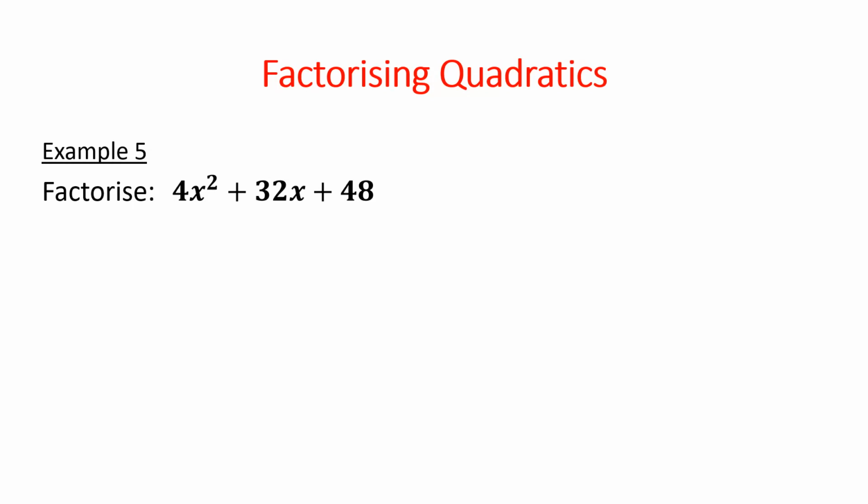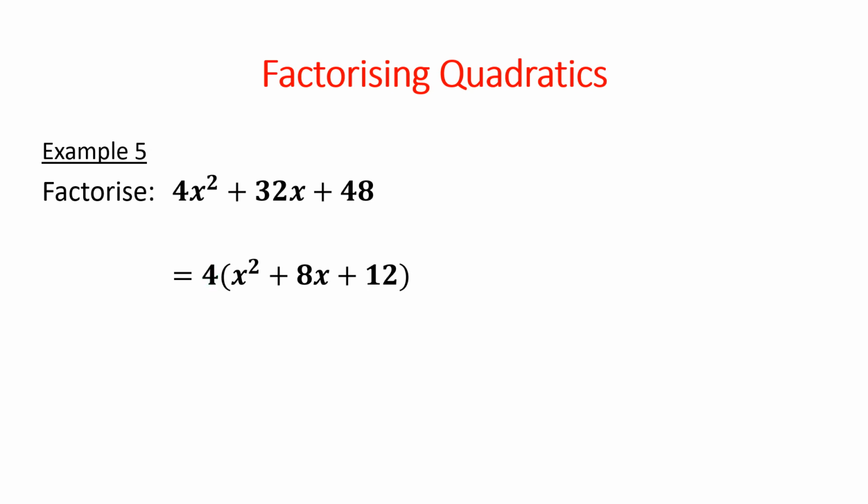Number 5 is getting trickier. Let's factorise 4x squared plus 32x plus 48. We notice there's something common between 4, 32 and 48. It's the number 4. So if we divide everything by 4, we're left with 4 out the front and x squared plus 8x plus 12 inside brackets.